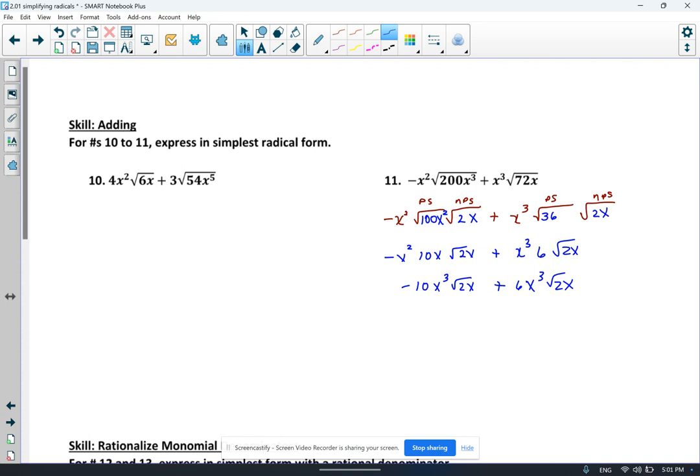And now, since the radical is the same, the only difference is these coefficients, can I add them together? In other words, are they like terms? And they are. They both have x cubed in it, no other variables. And since the square root of 2x is the same with the same index, we can combine that together. Negative 10x cubed plus 6x cubed is negative 4x cubed square root of 2x. And that's your answer. And I know it's a little overwhelming when you take a look at it, but just break it down and you'll get it.